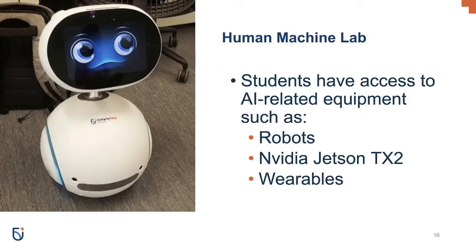Next to the Hacker Research Lab is the Human Machine Lab, which houses various companion robots and desktop robots for students to explore exciting new algorithms. We also have AI-embedded equipment like NVIDIA Jetson TX2 kits for general AI purpose, such as natural language processing. In addition, we have a number of wearables for physiological feedback, such as heart rate, brain signals, or skin connectivity.